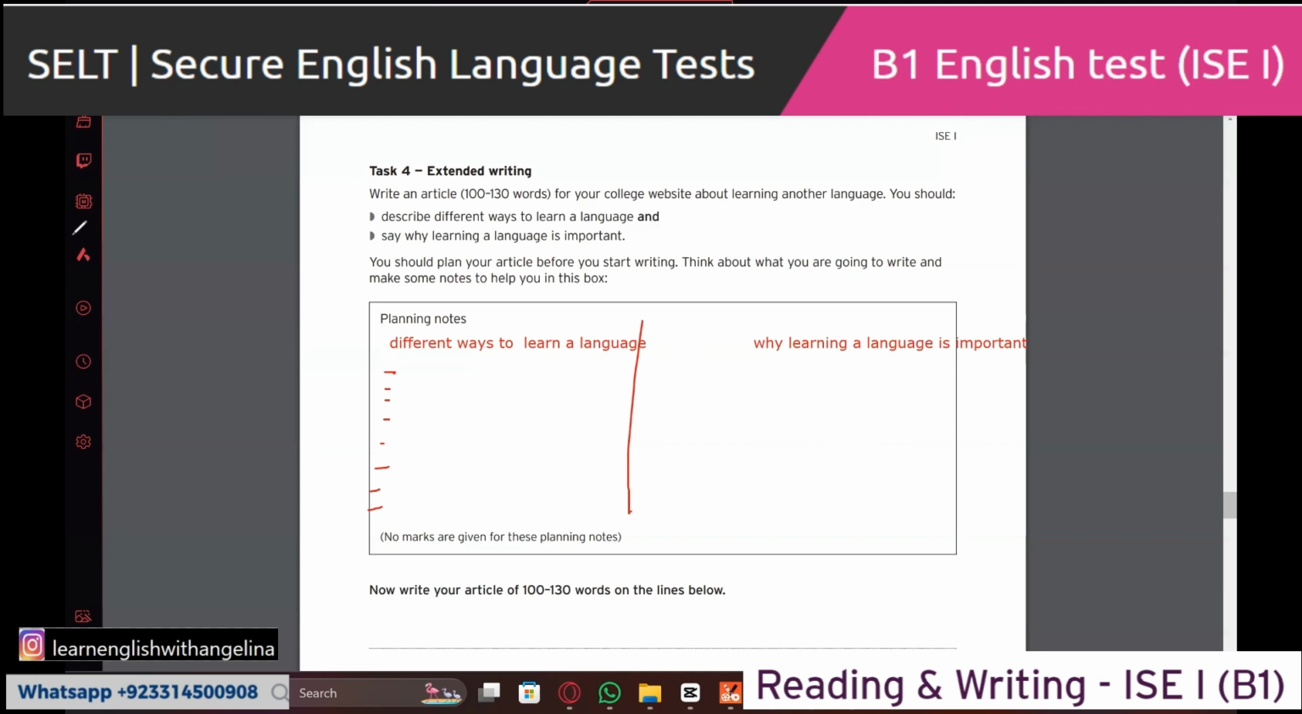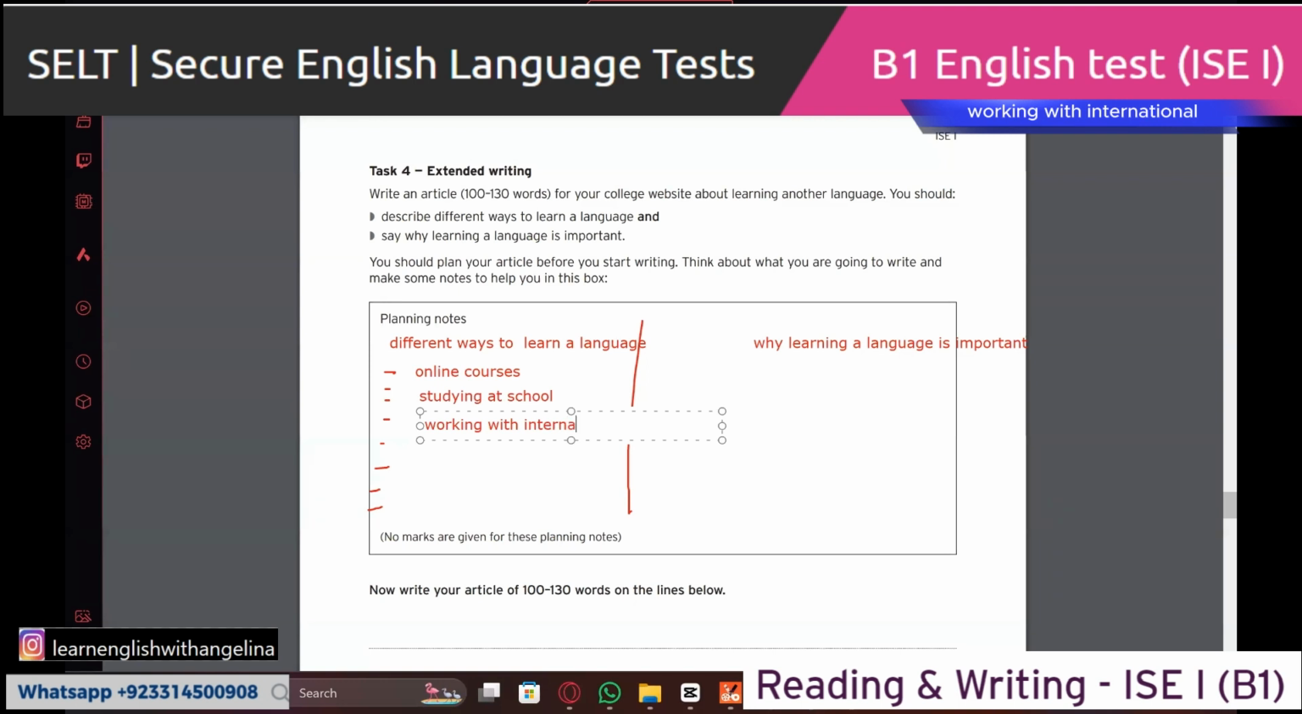Okay, ma'am. I would say online courses. Michelle, you add 1. From college or studying at school. Yes, Zain. So working with other country colleagues. Working with international colleagues or co-workers. Do you want me to use the word colleagues or co-workers? Co-workers. Okay, co-workers.